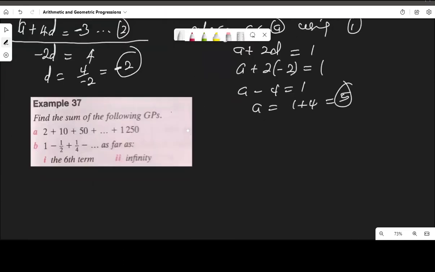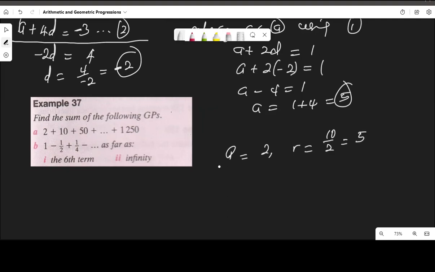Question 37. Find the sum of the following GPs. For a geometric progression, the first term A, according to this sequence, is 2. Then the common ratio R will be the second term divided by the first term, or the third term divided by the second term, and so it goes like that. So 10 divided by 2 is 5.